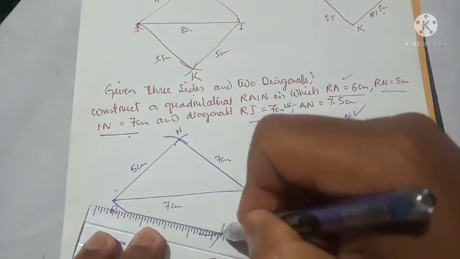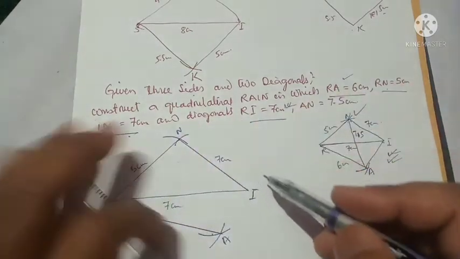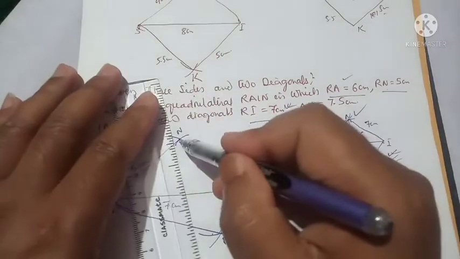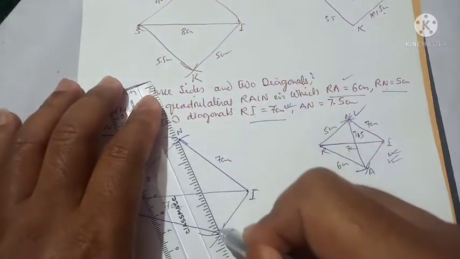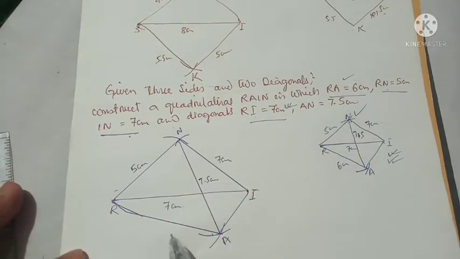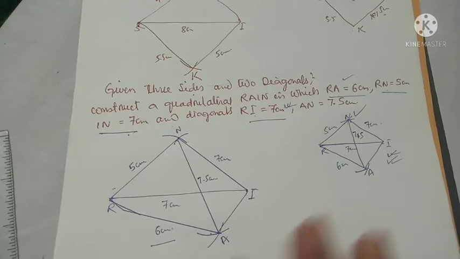This we call A. This will be a straight line, and this will be the diagonal. This is 7.5. This is 6 centimeter. This is the required quadrilateral RAIN. Okay, RAIN is the required quadrilateral now.